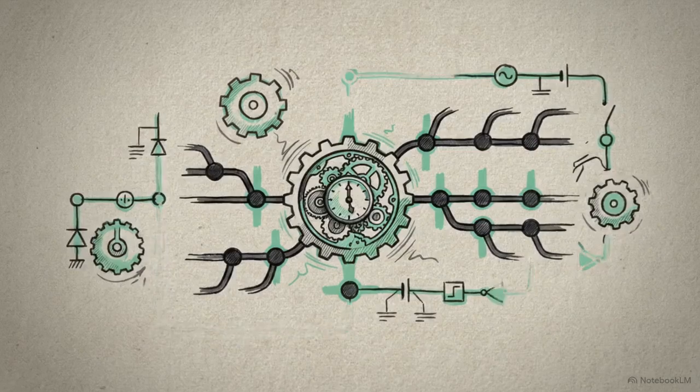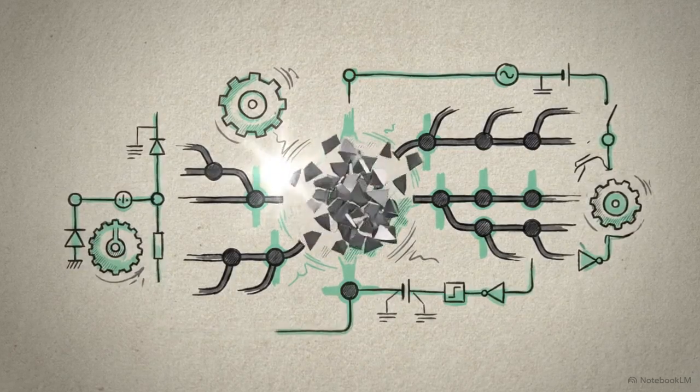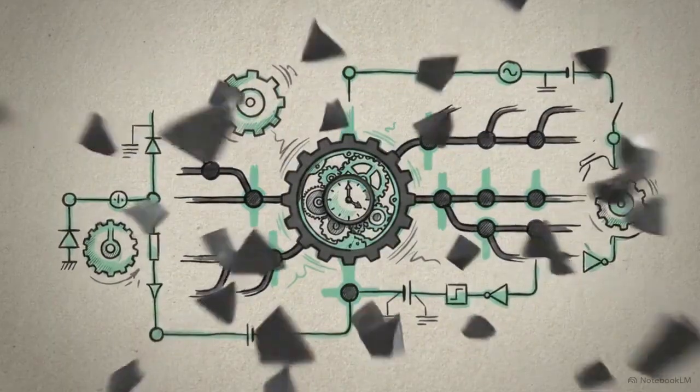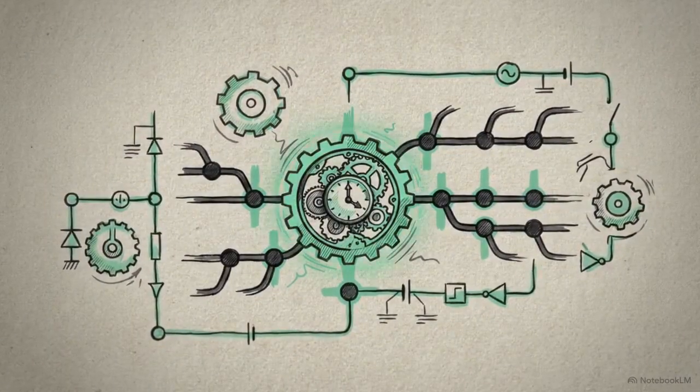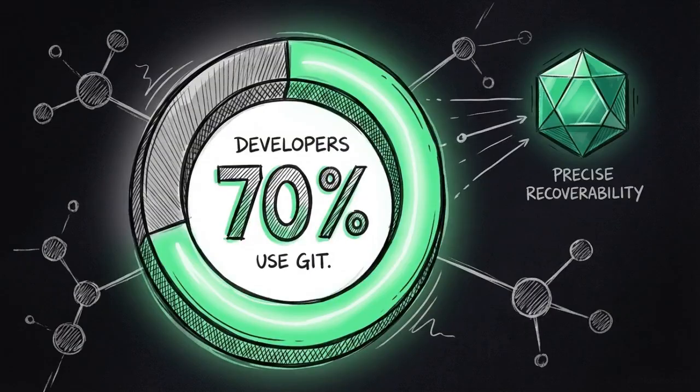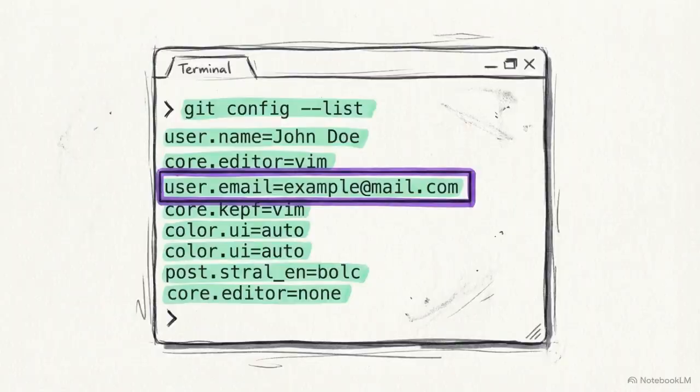Imagine your codebase acting like this technical blueprint, capable of perfectly disassembling and reassembling itself to rewind any mistake. That precise recoverability is why over 70. This prints out all of your current configuration entries.